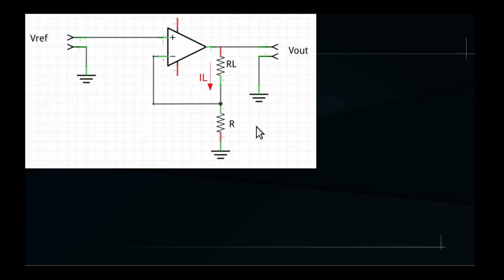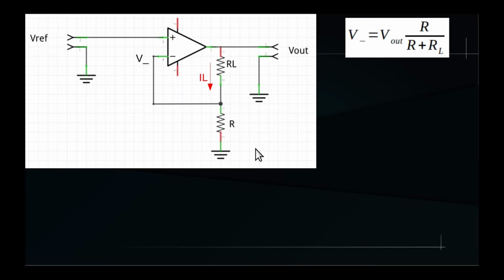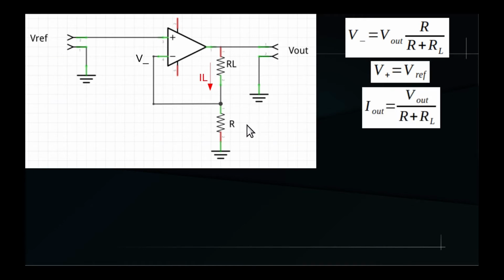The voltage of the inverting input V- depends on the output voltage Vout, reduced by the voltage divider made by the resistors RL and R. So we have V- equals Vout times R divided by the sum of R and RL. At the non-inverting input, we have V+ equals Vref, which is a reference voltage. The output current is given by Vout divided by the sum of R and RL, since there is no current going through the wire towards the inverting input.